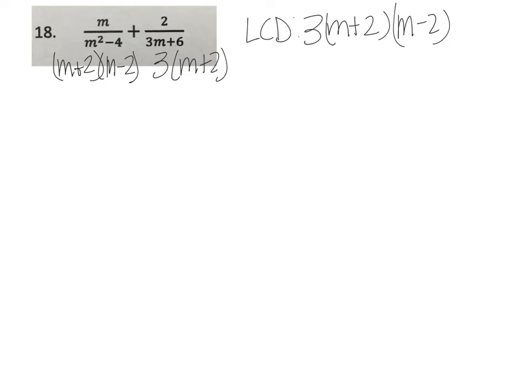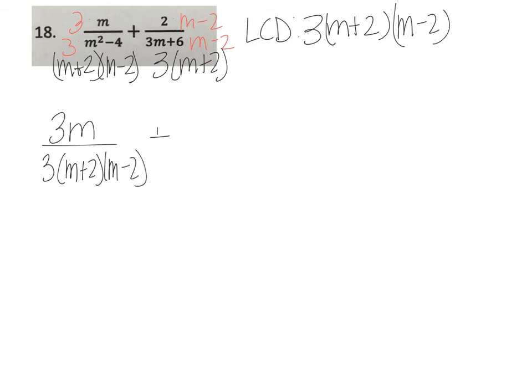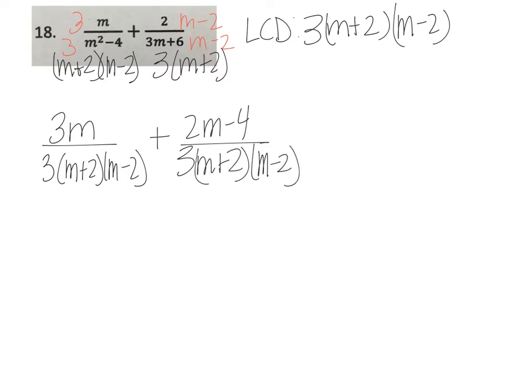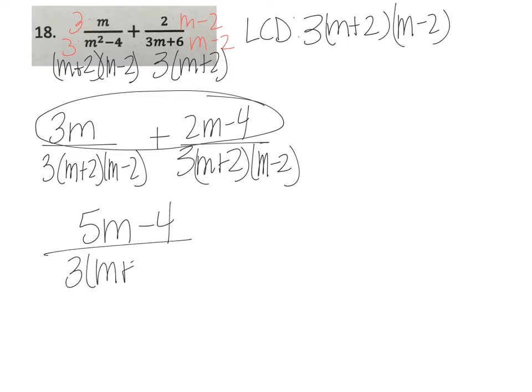So in my first fraction, it's only missing the 3, so I'm going to multiply times 3. And my second fraction is missing the m minus 2, so I'm going to multiply by m minus 2. And so I get 3m over 3 times m plus 2, m minus 2, plus 2m minus 4 over 3 times m plus 2, m minus 2. And now I'm going to add these together before I try to do any simplifying. So I get 5m minus 4 over 3 times m plus 2, m minus 2.